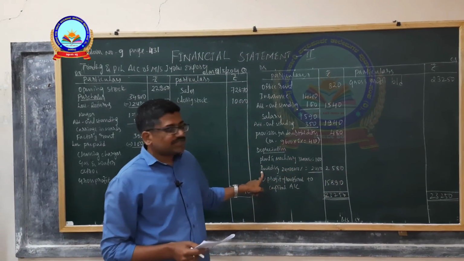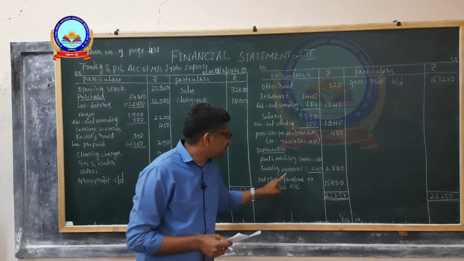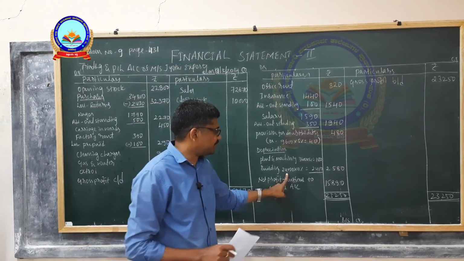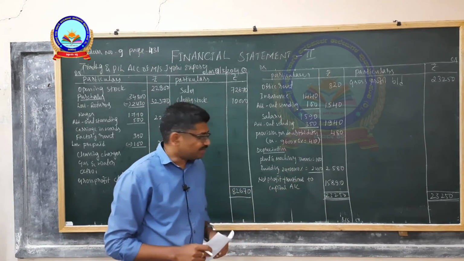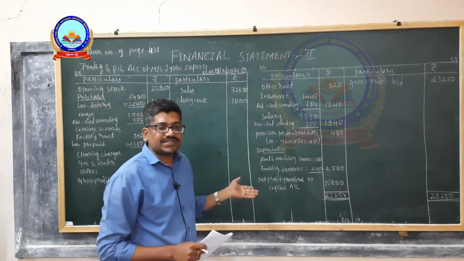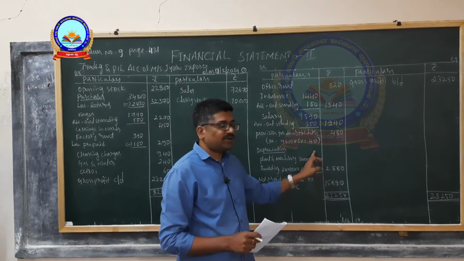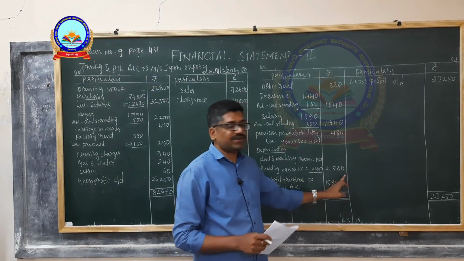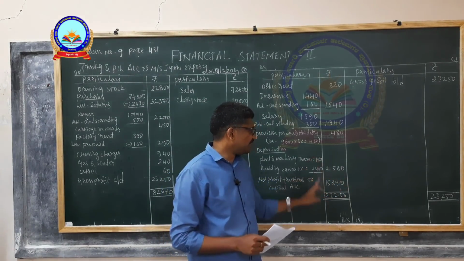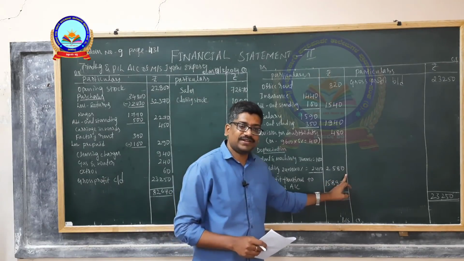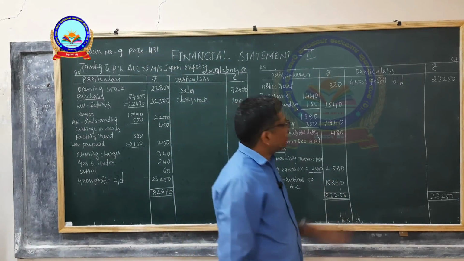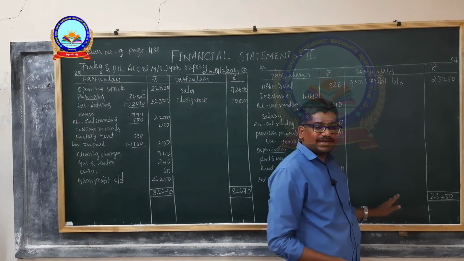Next, depreciation on building. The value of the building is 24,000 rupees. On that we have to calculate 10%. 10% of 24,000 is equal to 2,400. Now make the total of these two and write it in the final column. Together it is 2,580. And in the problem there are no indirect incomes.